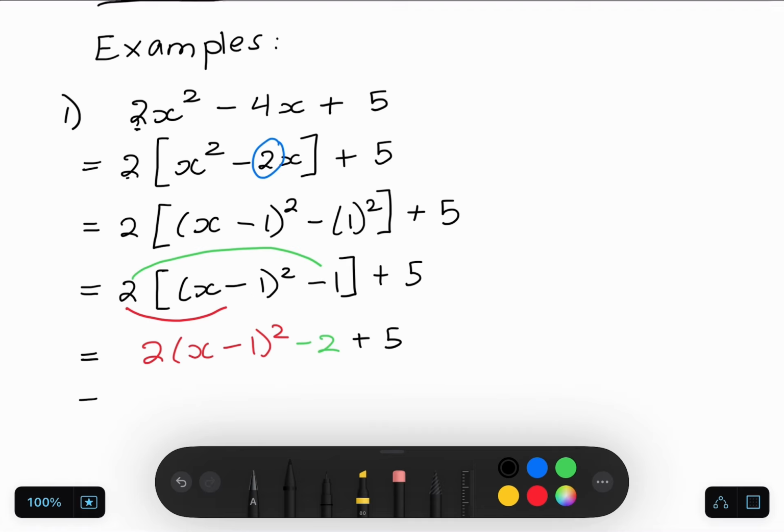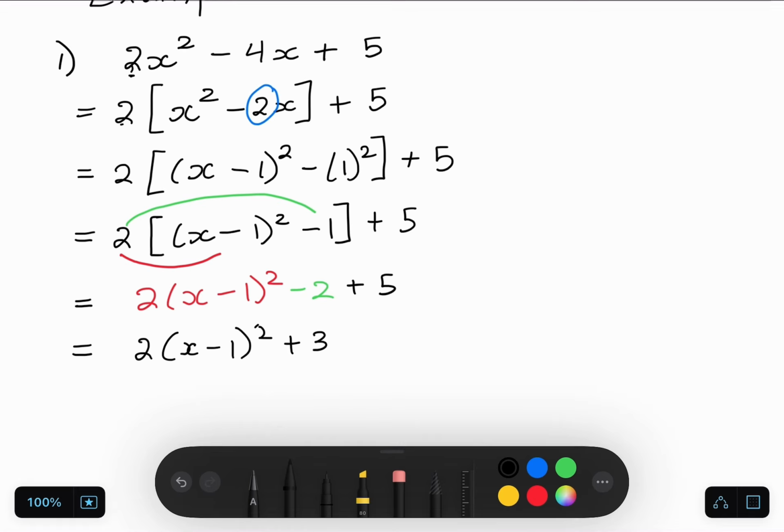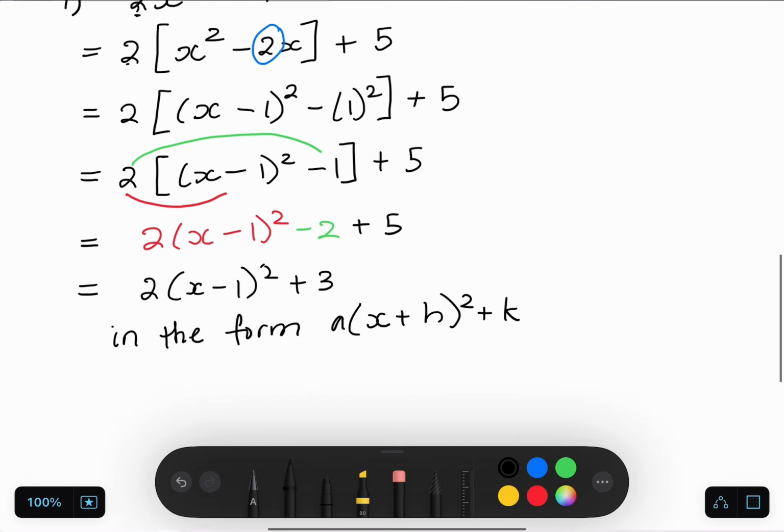At this point, I will add them. So this first part is done: 2(x minus 1) squared, minus 2 plus 5 is positive 3. All right, so this is in the completed square form, a(x + h) squared plus k, where in this one, a is 2, h is negative 1. You have to take the sign of it, negative, so h is negative 1, and k is 3.